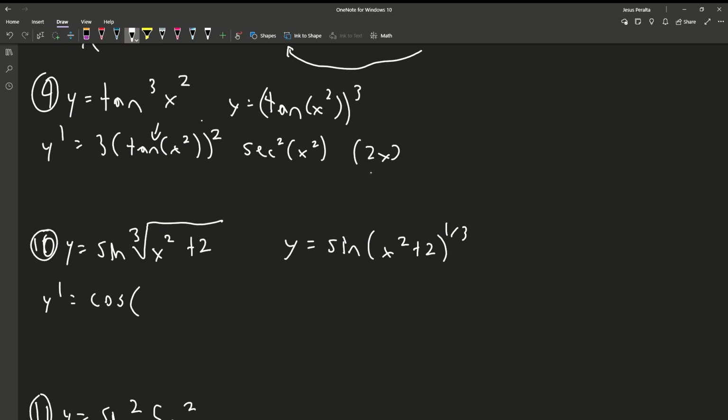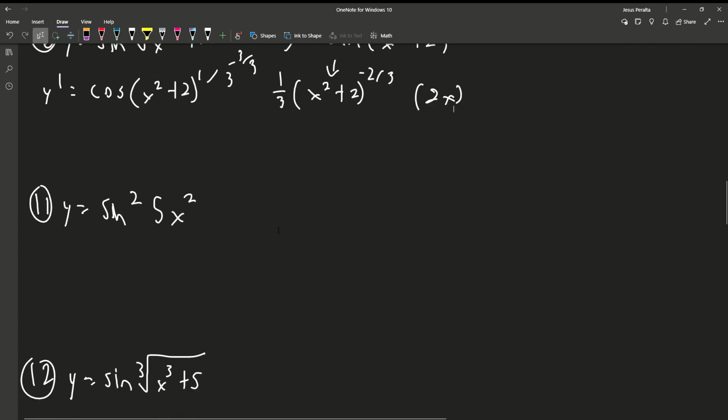It's cosine of x squared plus 2, to the power of 1 over 3. And you find the derivative of that. It's going to be chain rule: 1 over 3, x squared plus 2, to the power of negative 2 over 3, because you subtract 1 from the top, so that's 3 over 3. And you get negative 2 over 3. And then you find the derivative of the inside, 2x. Boom. And we're almost done with this. Already halfway.